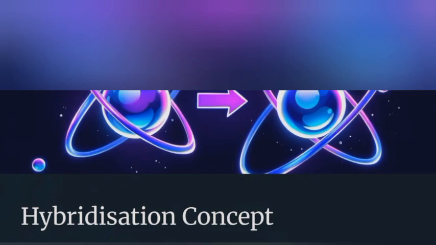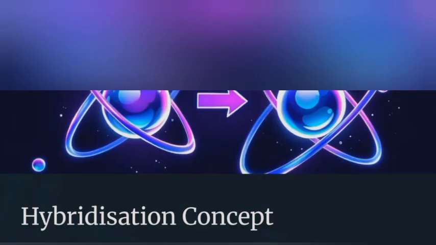So how does this hybridization occur? I would start with the definition of what hybridization is. Hybridization is the mixing of atomic orbitals to form new orbitals of equal energy. It is the mixing of atomic orbitals to form new orbitals of equal energy.